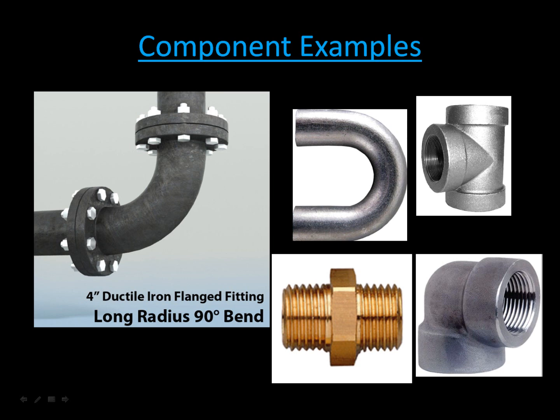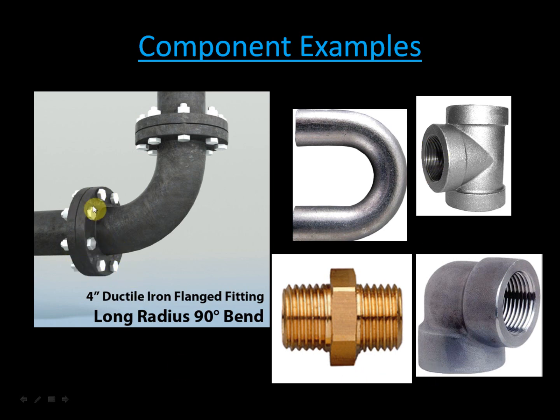So we have a 90-degree long radius bend. It's a 90-degree long radius versus an immediate 90-degree bend. You can see that the loss coefficient will be less for a long radius because it's a more gradual change as opposed to an immediate 90-degree bend. Here we have threaded fittings as opposed to a flanged fitting.